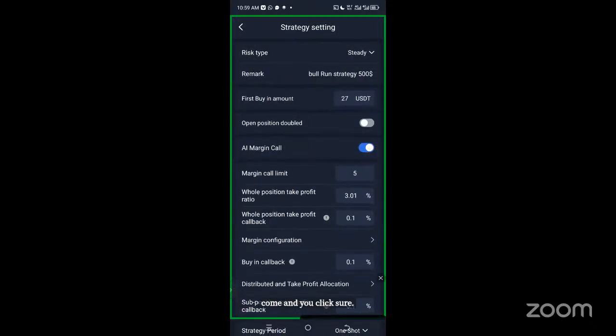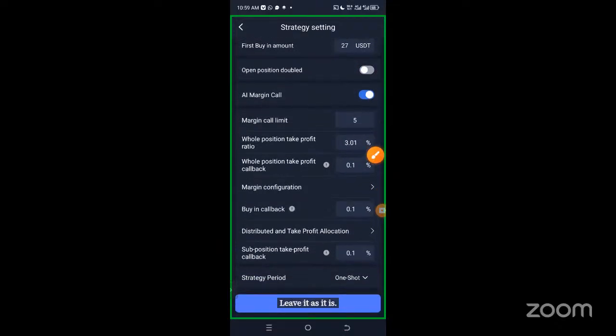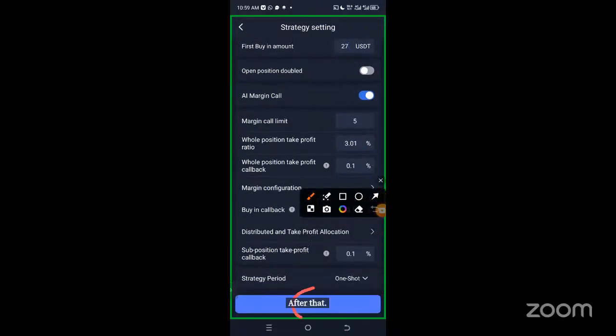I have not talked about this because if you open it, you don't know what the robot will do. The robot will double the money. It's not because I've forgotten it, but I know it's not necessary. It's not important. Leave it as it is. After that, you click on save.